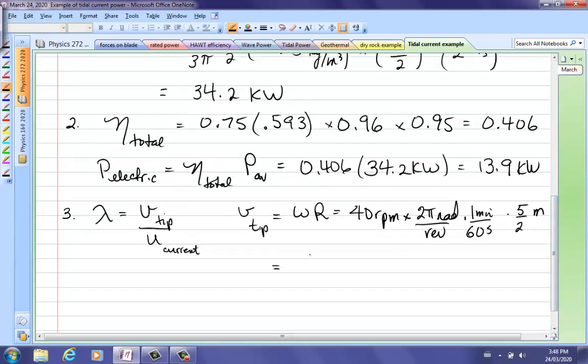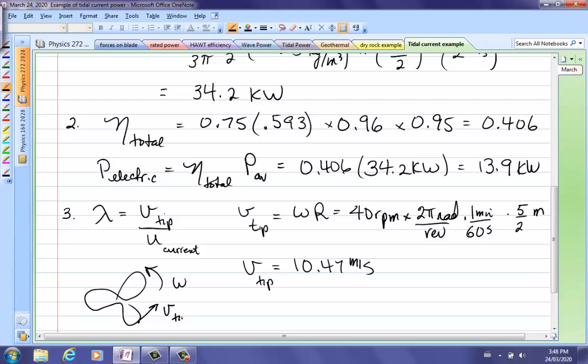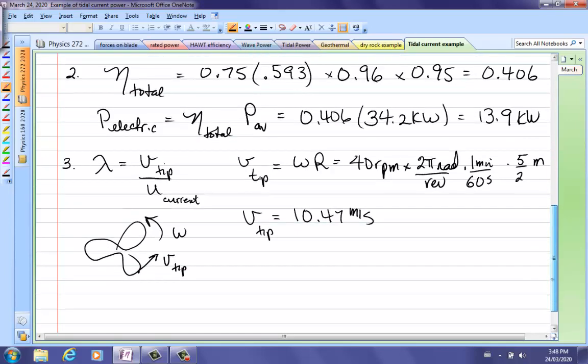Okay, so that gives a tip speed. The outer speed of that turbine blade is going 10.47 meters per second. That's V tip. Okay, so if you've got these 3 blades, and they're going around at omega, this is moving at V tip, the end of it.